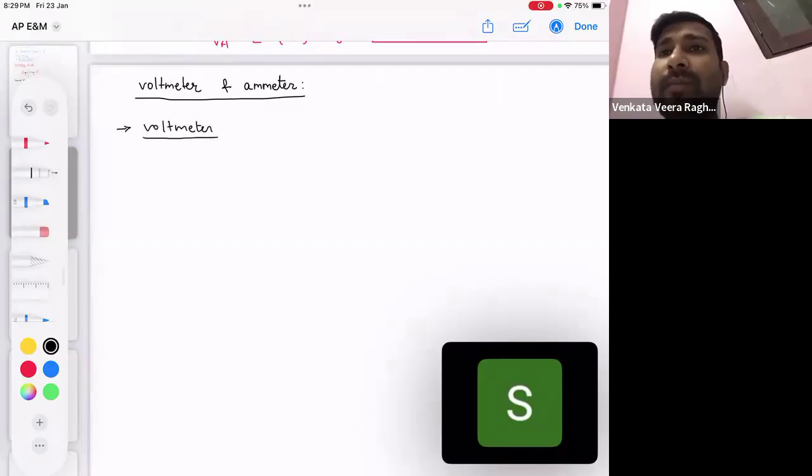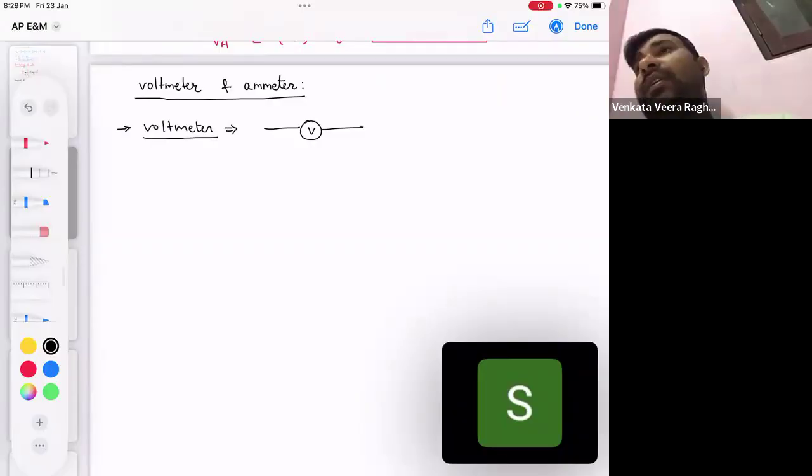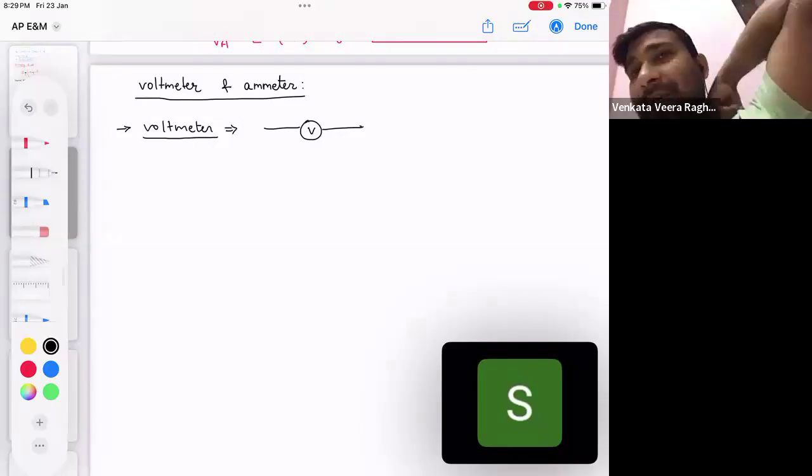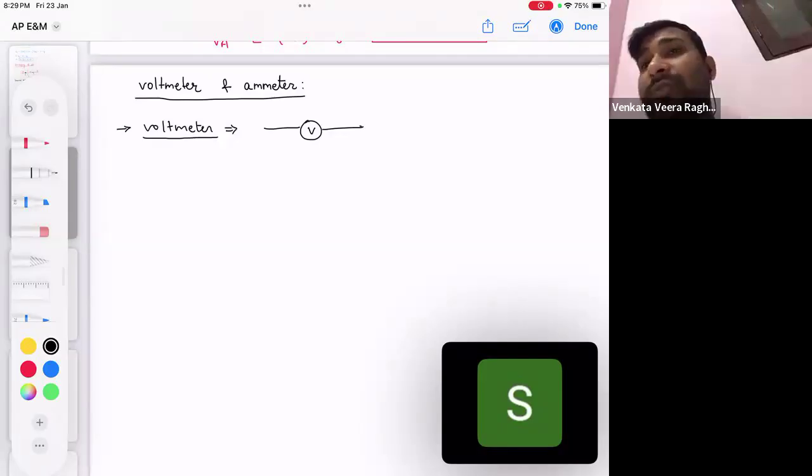Voltmeter means what? This is the representation of the voltmeter. Okay, the voltmeter is made with the help of a galvanometer. In the magnetism part we will discuss the working of a galvanometer, the moving coil galvanometer.